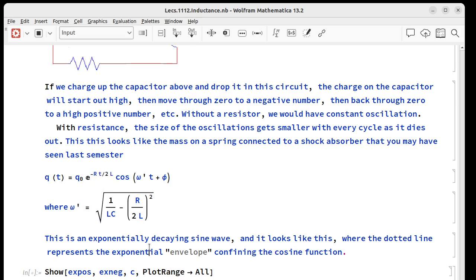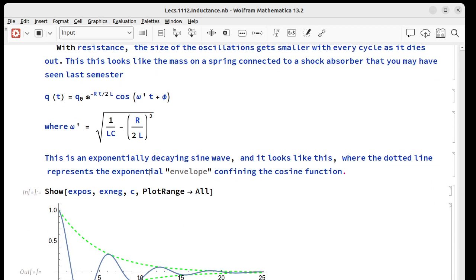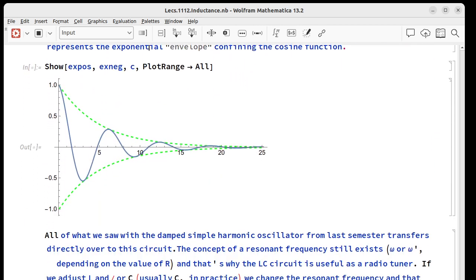This, by the way, is exactly what it looks like when you have a screen door with a spring on it and a shock absorber in it, like most of them do. You get this same kind of damped oscillation. The damped harmonic oscillator is really big in first semester physics. We can transfer all the stuff from there directly to here.